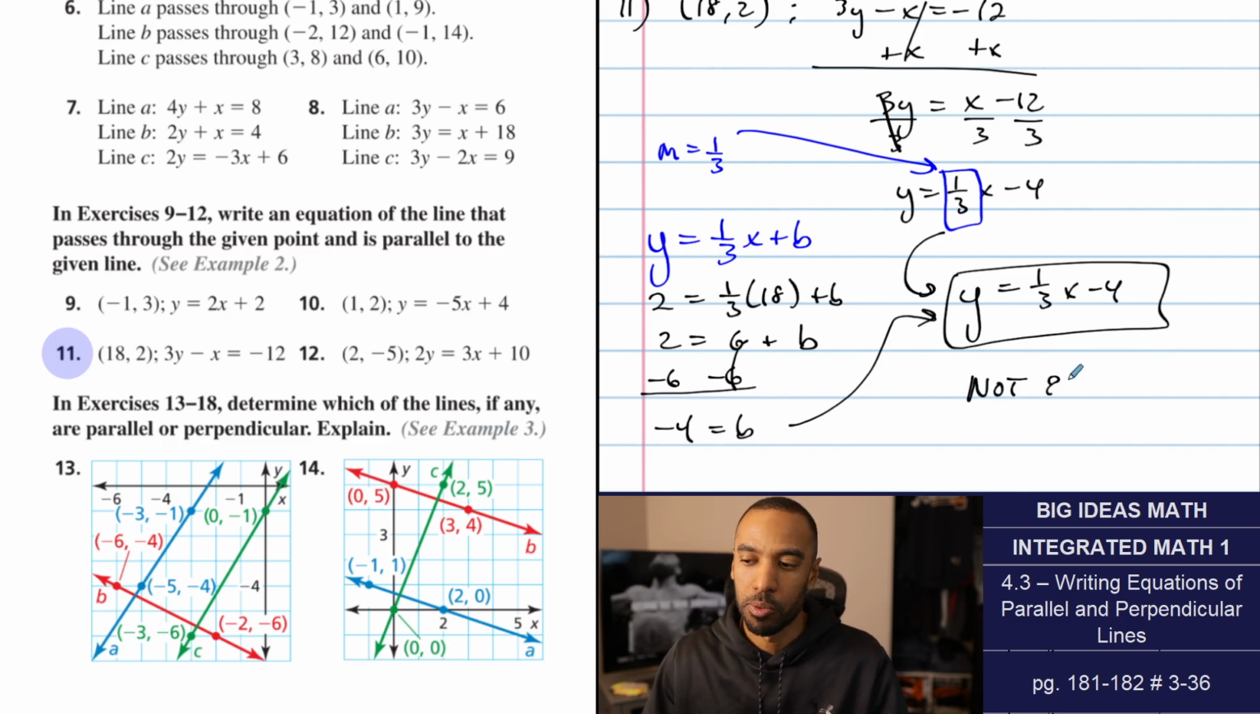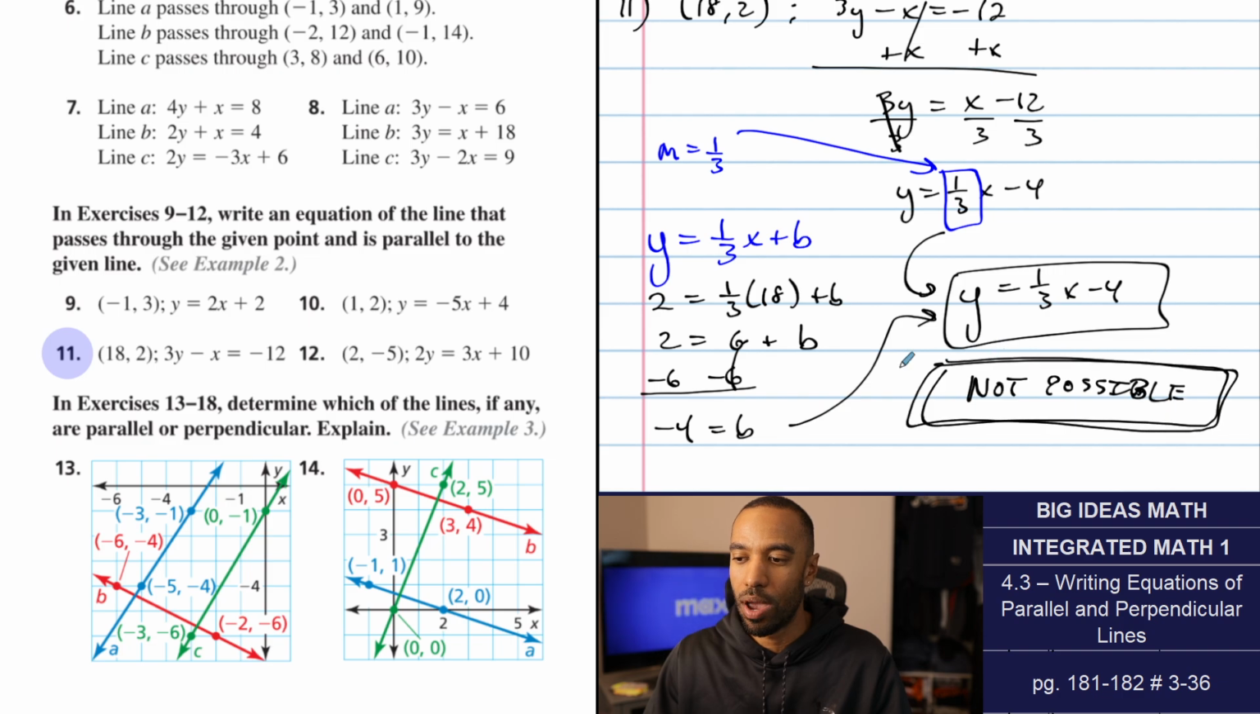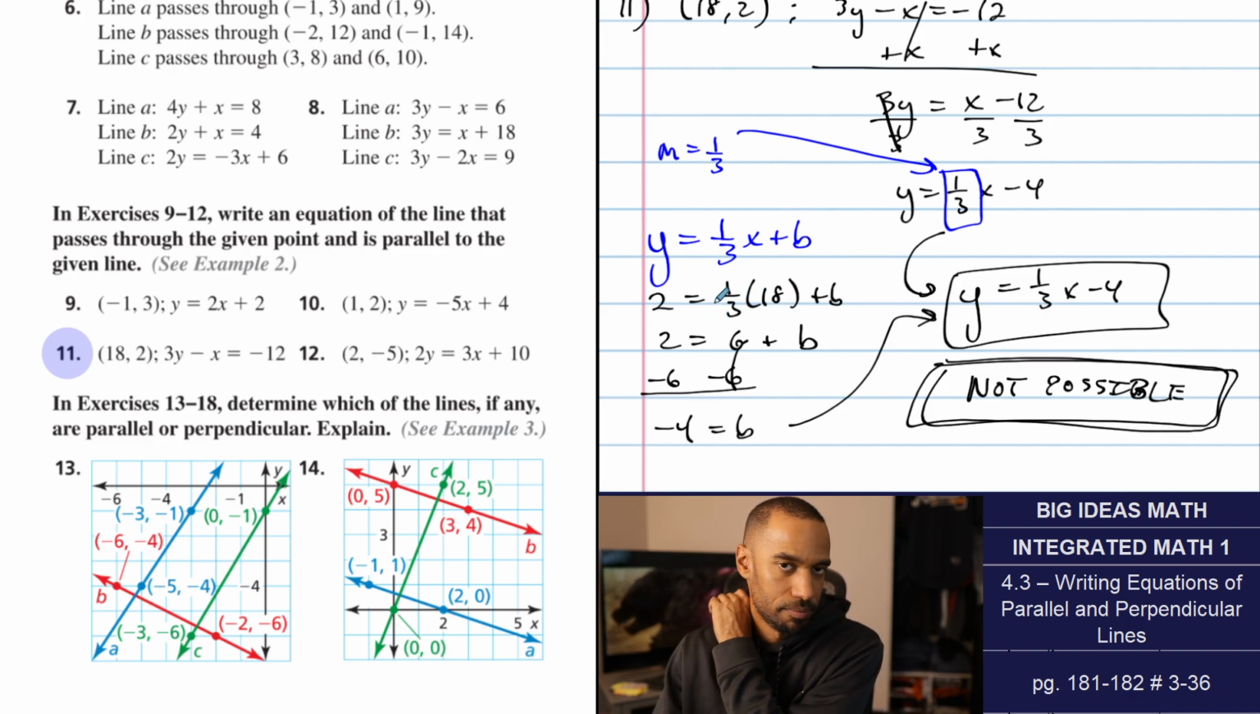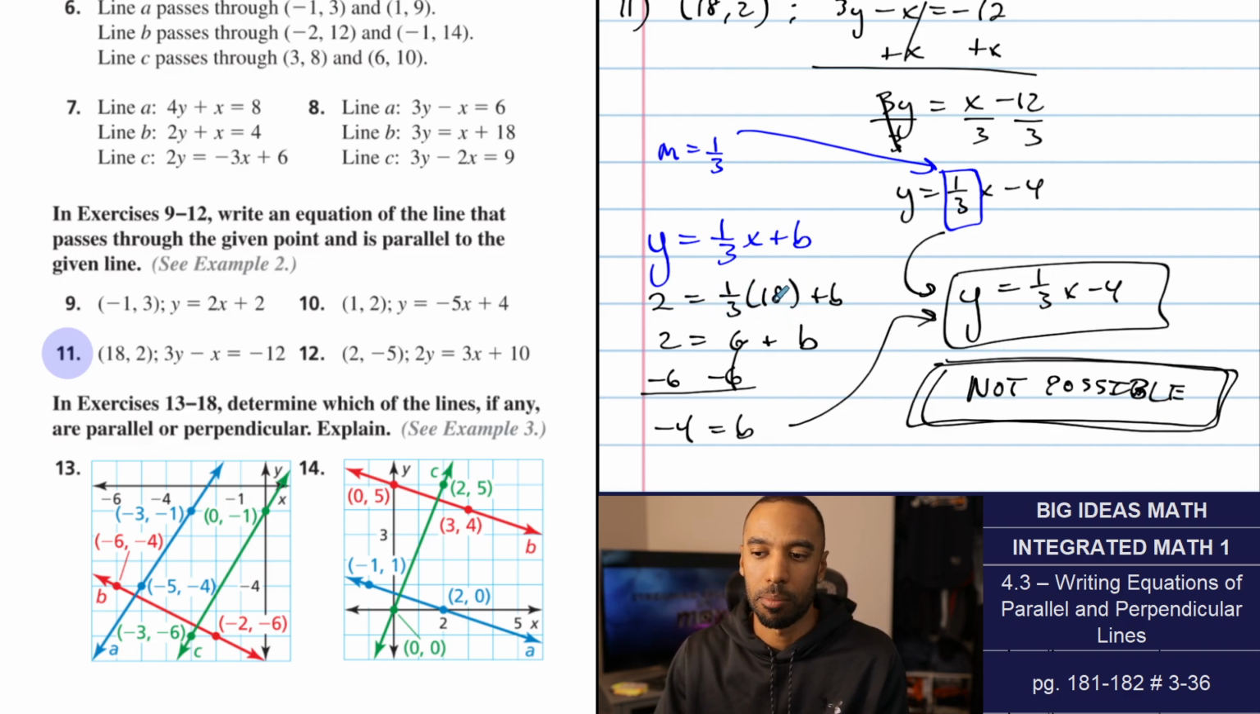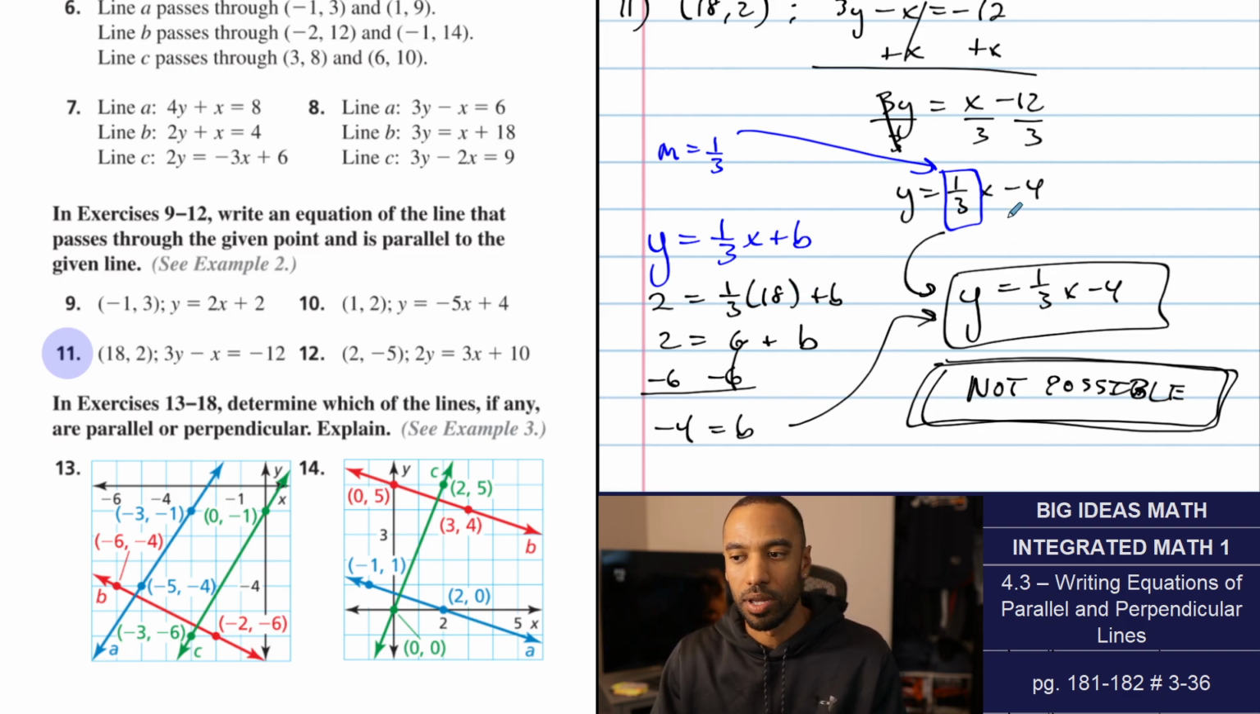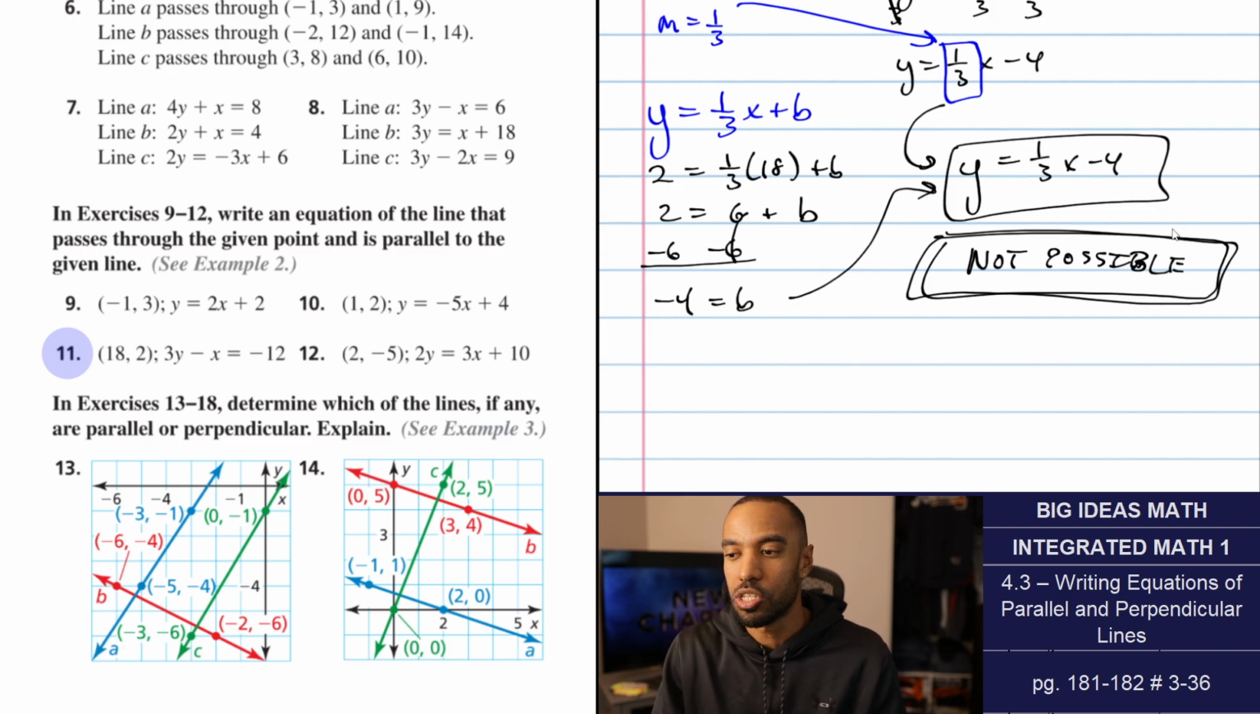So not possible. Suddenly we've given ourselves reason to write this in slope-intercept form each time. If you notice, I had no way of determining, really in my head, and without a graph, that the points 18 and 2 were the ones that would be the exact same line. Apparently, this one goes through 18 and 2. And if you take a look at it, 1/3 of 18 is 6, 6 minus 4 is 2. So it does go through there. So this is not possible.